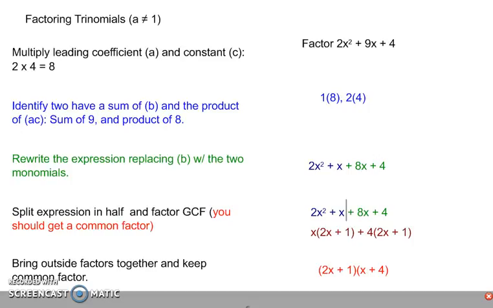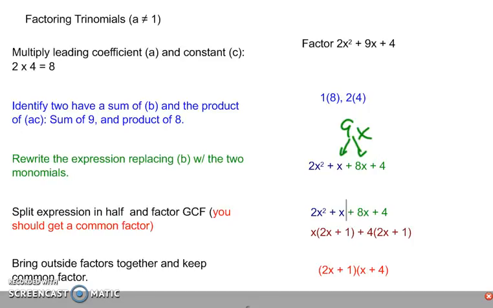So we're still going to multiply the leading coefficient A and the constant. So we're factoring 2x squared plus 9x plus 4. We're going to multiply 2 times 4, which will give us 8. We're going to look at the factors of 8 and see what will give us a sum of 9. So easily we can see that it's 1 and 8. So we're going to split the 9x to make x and 8x. So we can rewrite the expression.